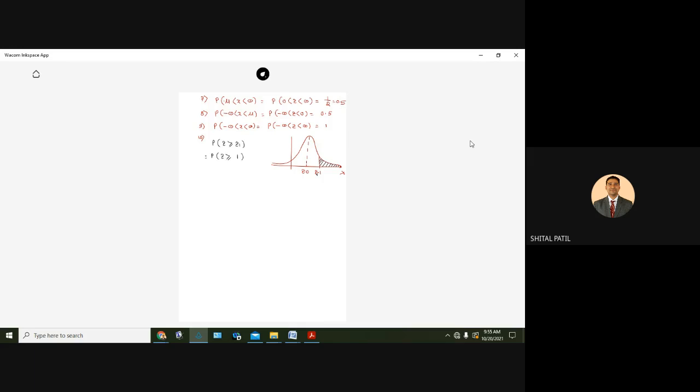How will we find it? Can anyone tell me? 0.5 minus 0.3896. Yes, absolutely. Suppose this area is known to us, say 0.38. You don't have to remember this number, I have just taken it as some number. So we have to do it this way: the probability from z equal to 0 to z equal to infinity is equal to 0.5.